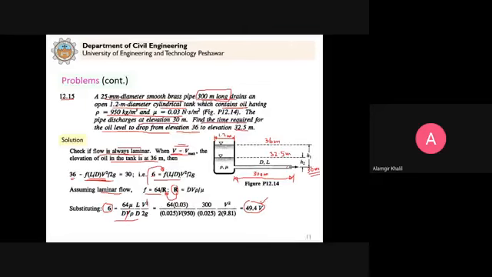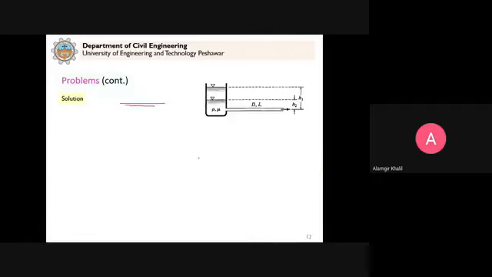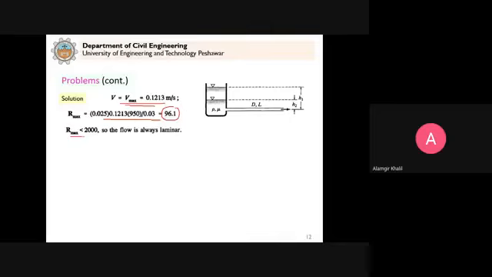Now that we know the velocity, you can put it here and calculate the Reynolds number to check if the flow is always laminar or not. The Reynolds number for maximum velocity is 96. Since it is less than 2000, the flow is always laminar. Why? Because for any level less than this, the velocity will be less than 0.12, and in that case, the Reynolds number will be less than 96, but it can never be more than 96.